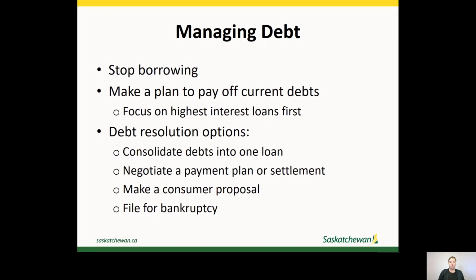If you are still having difficulty meeting your debt obligations, you can consider taking more drastic action. Options include consolidating your debt into one loan, negotiating a payment plan or lump sum settlement with creditors, making a consumer proposal, and filing for bankruptcy. Each of these options has pros and cons and can impact your credit rating. It is important to do your research and think carefully about each option before deciding which course of action is right for you. You may want to talk to an accredited credit counselor about these options.